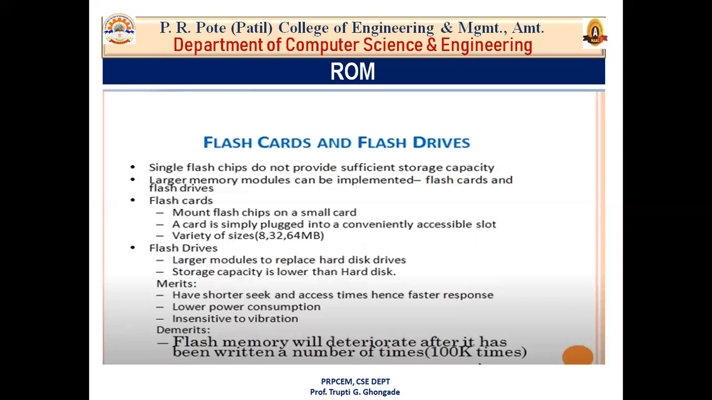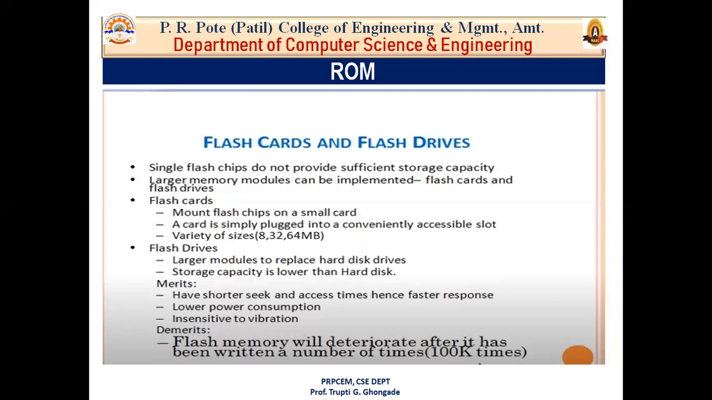Then the demerits of flash memories are limited write cycles. If you write more than 1,000 times, or more than 100k times, your flash memory will deteriorate.